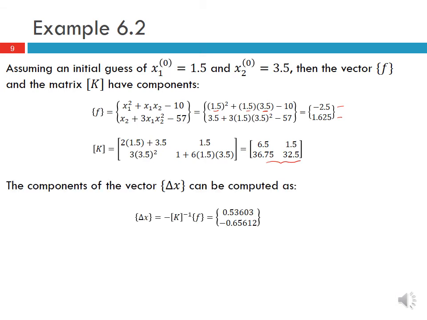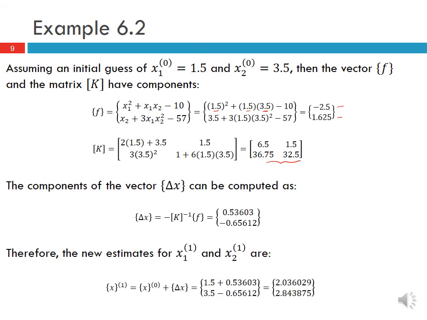Then we can calculate the components of the vector delta x by taking the inverse of K multiplied by f and taking the negative of that. So delta x is 0.53603 and negative 0.65612 in this case. We can then get our new estimates for x1 and x2 by taking our old estimate and adding this change delta x. So our new estimates are now given as shown here. And it can be noted that if we wanted to apply relaxation, we could do that at this step by putting in the relaxation factor here.